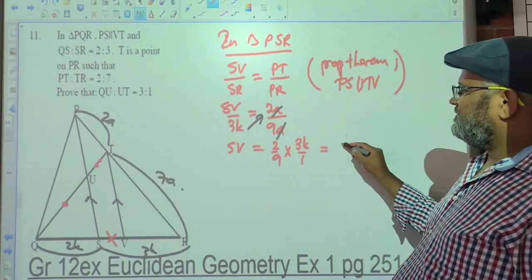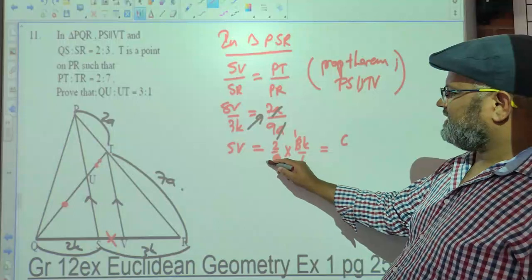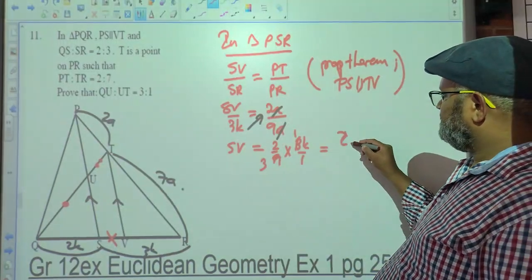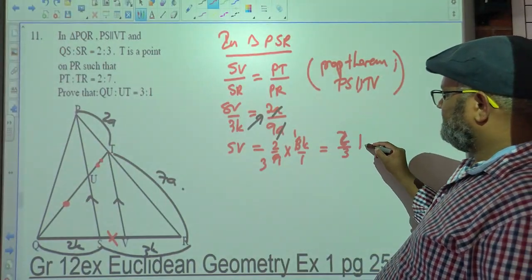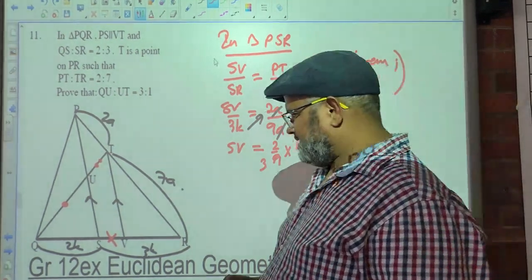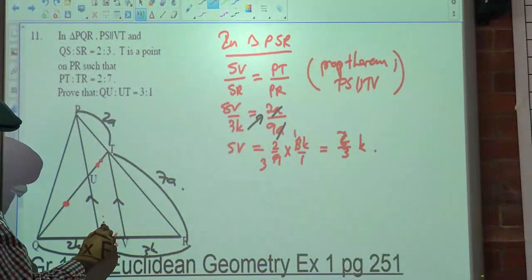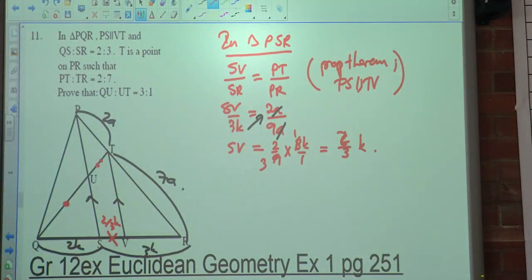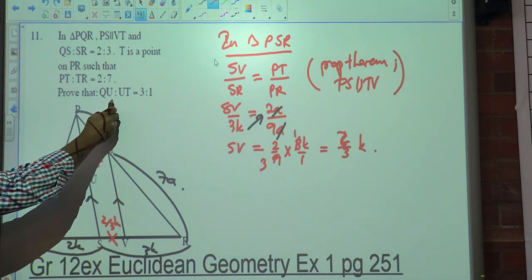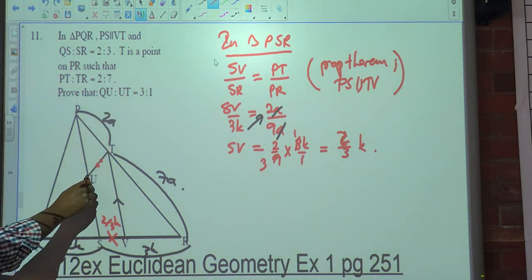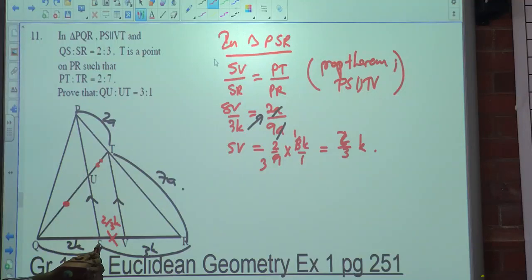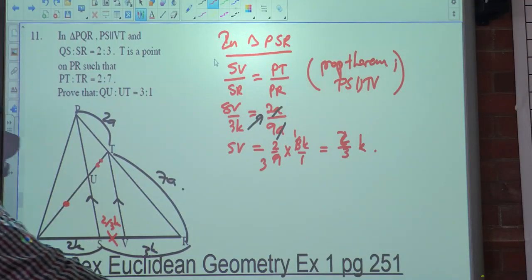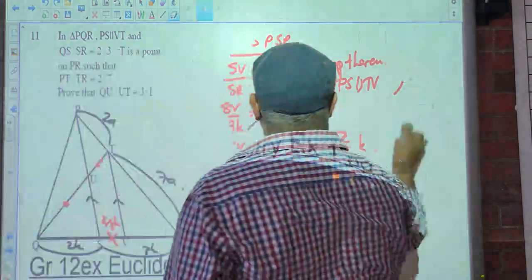That gives an answer of 2 over 3, so that's 2 over 3K. You all agree with that? Right. Do I now have enough information to go with this here, with QU over UT, it's going to be QS over SV? Yes, I got enough. So where do I start?